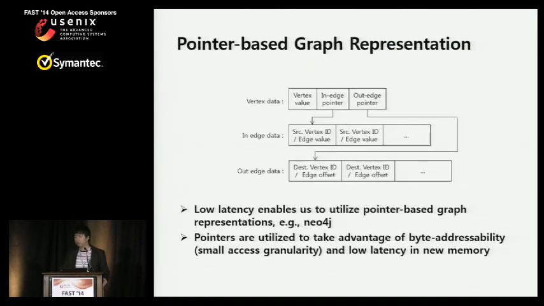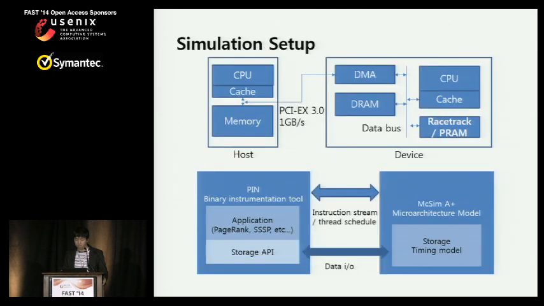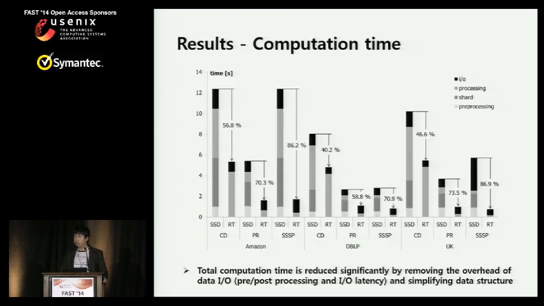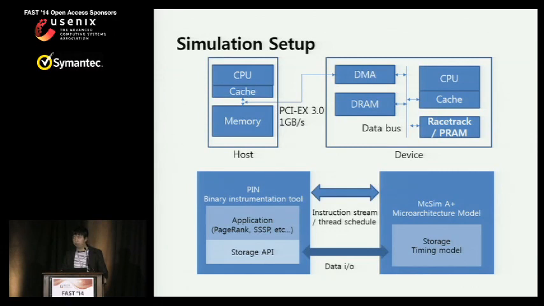And in addition to this memory, I also use the pointer-based graph representation when I store the data in storage. This pointer-based graph representation takes advantage of the byte addressability of the racetrack memory, and so it increased the compatibility between host and device. So the overhead of the pre and post processing is significantly reduced. I simulated the graph computation based on a Pin-based cycle accurate simulator.